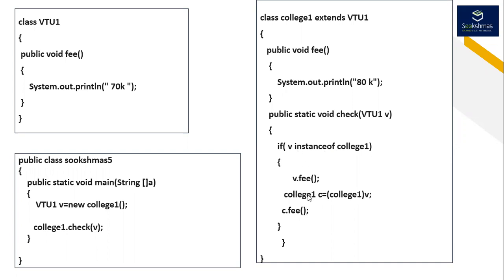If it goes inside, which method will be invoked? I am calling fee two times. Which method will be invoked, or is there any compile-time error? Understand slowly.